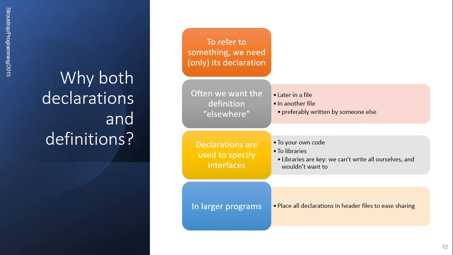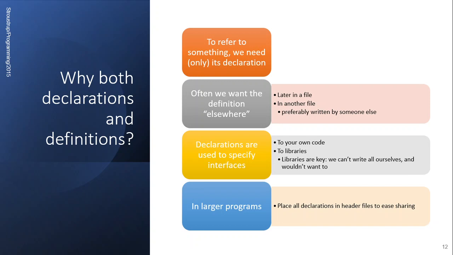So why do we have declarations and definitions? Why do we need to differentiate between the two? To refer to something, we need its declaration. If you want to use something in your program, you don't need its full definition. It needs to be defined, definitely. But if you only have its declaration, that is good enough. You don't need its definition to use it.